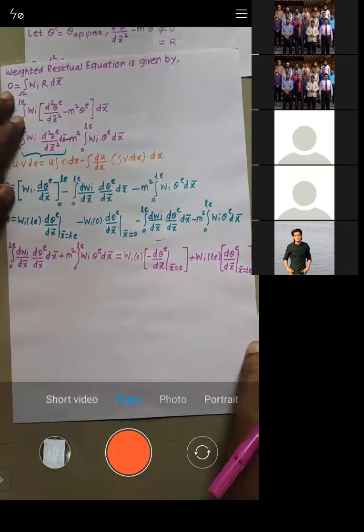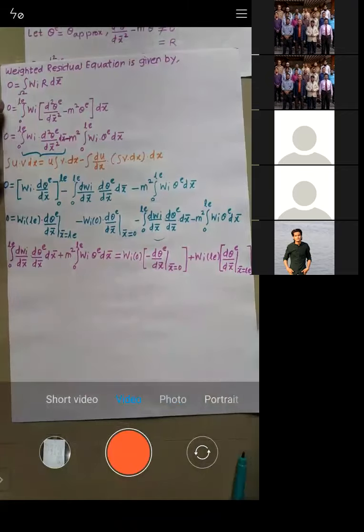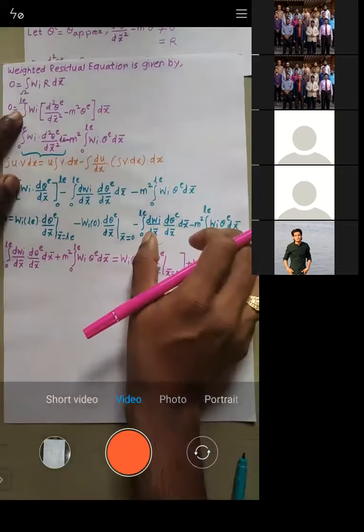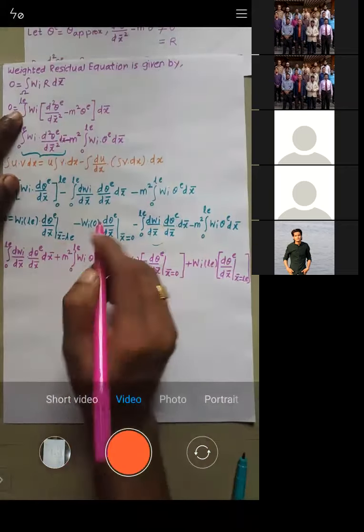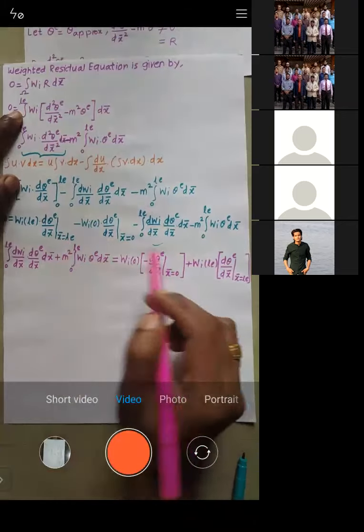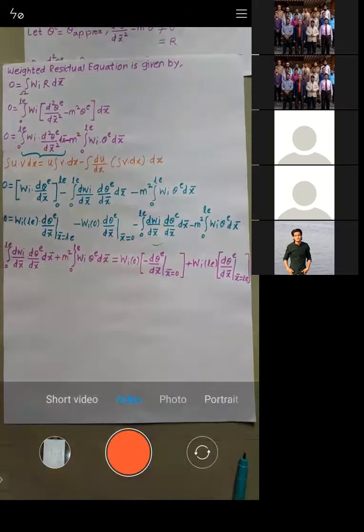Is it okay, all of you, with this equation? See, both are one and the same. These two terms I bring to the left hand side, and this term I've written like this. This minus sign I'll give to this term. Is it okay? All of you, let me know.